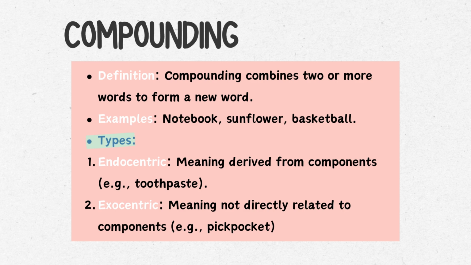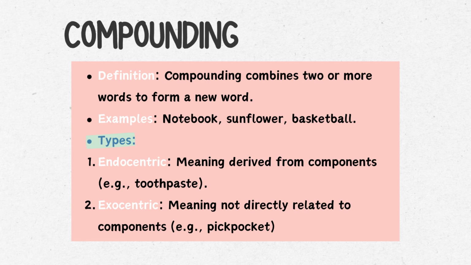In endocentric compounding, the resulting compound word has a head word that determines its meaning and grammatical category. The head word is typically the rightmost word in the compound. For example, blackboard. Here the head word is board. Toothbrush. Head word is brush. And in toothpaste, the head word is paste.